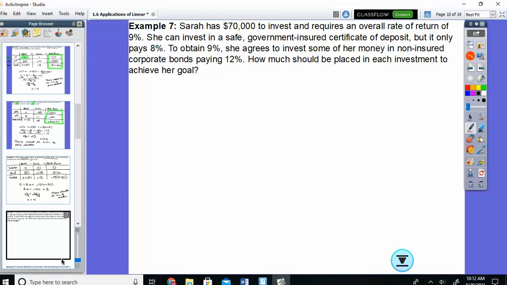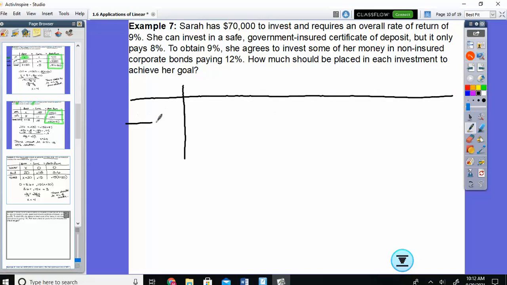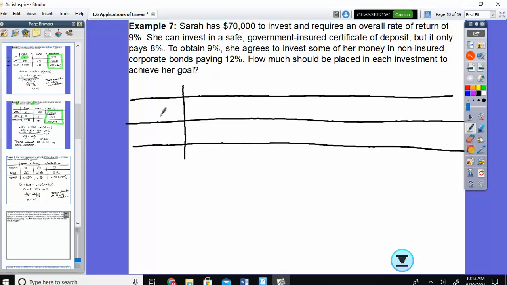We have several things going on here. She's going to put some of her money at 8%, some of it at 12%, and then she has her grand total. So those are my rows. Okay, and again, the rows you can label however you want. You can call it first, second, total. You can call it the percents if you want. You can call it the CD and the bond. I don't care.